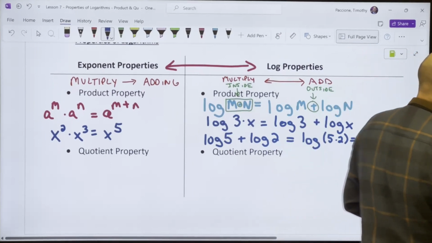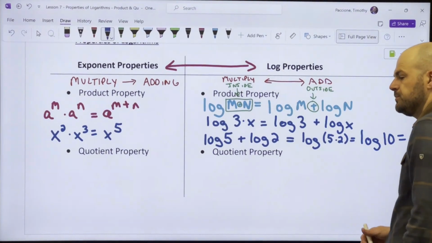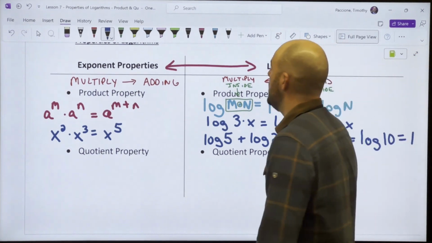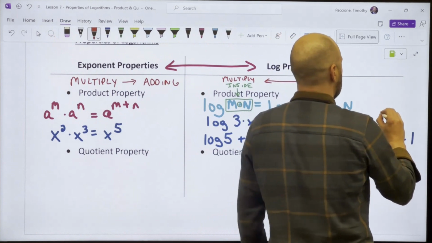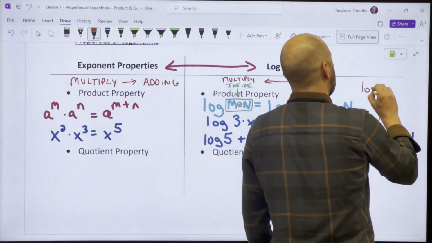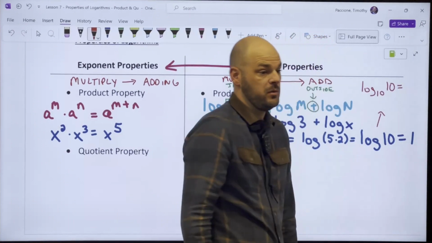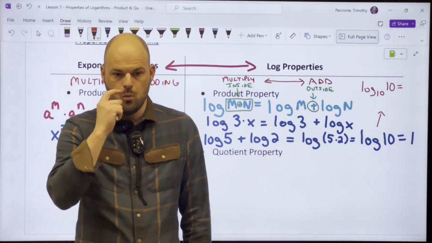Does anybody know what log of 10 is? It's 1. Very good. How'd you know that? I remember you saying it, but it was really a shot in the dark. It's a good shot in the dark. What's the base there? Let's analyze this for a second. So I have log base 10, answer 10, and I'm looking for my exponent. 10 to the what is 10? 1.